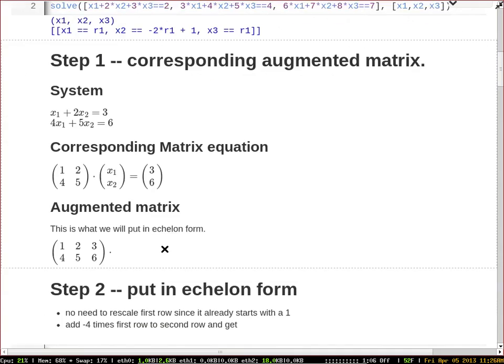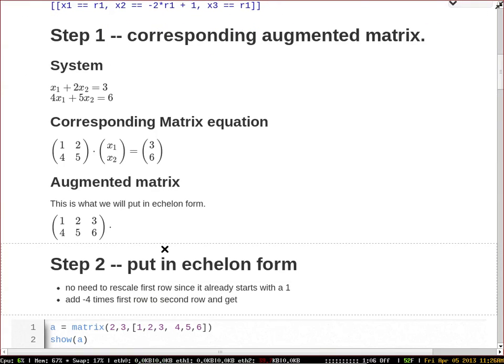Okay, so let's do it step by step for the first example. x1 plus 2x2 equals 3, and then 4x1 plus 5x2 equals 6. All right, so we're going to solve this system of linear equations. The process that we're going to perform will be something that makes sense in a lot of generality, and we'll just see what we get.